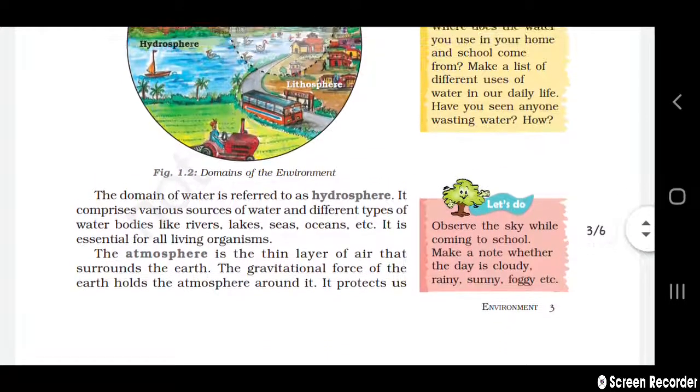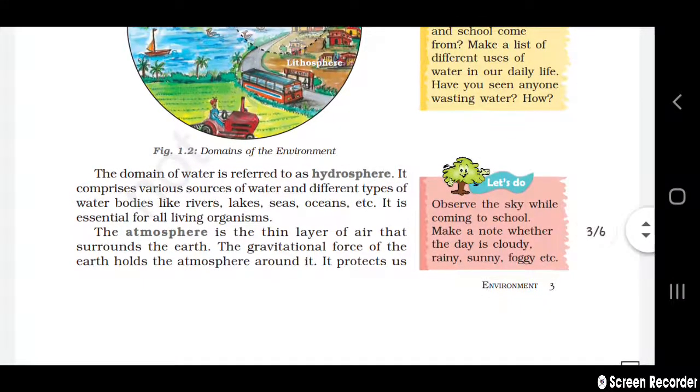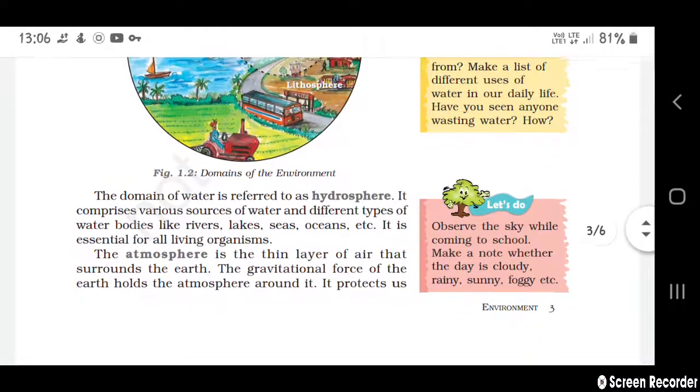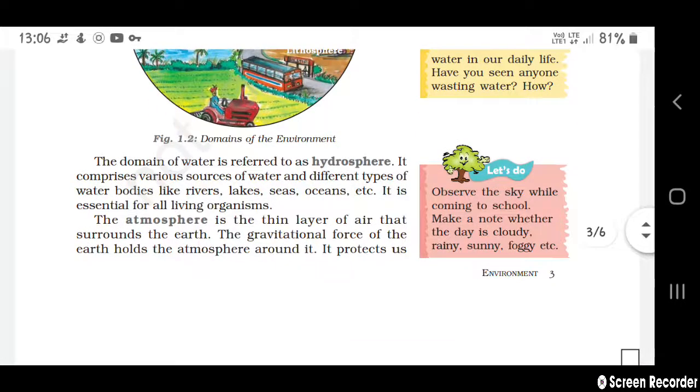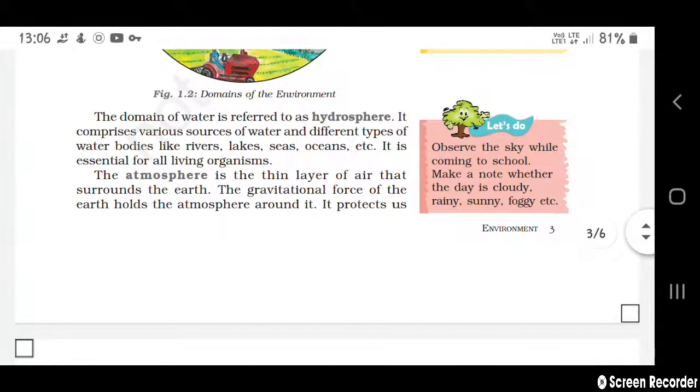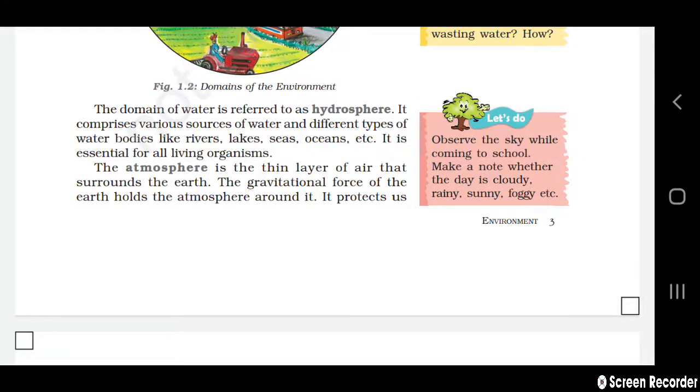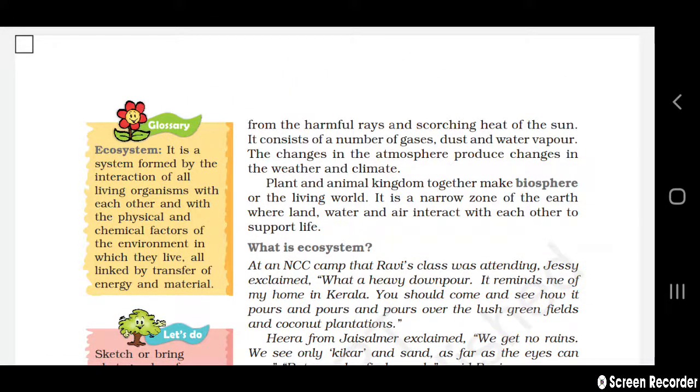Next is the atmosphere. It is the thin layer of air that surrounds the earth, and the gravitational force of the earth holds the atmosphere around it. The atmosphere protects us from the harmful UV rays and the scorching heat of the sun. It consists of a number of gases, dust and water vapor. If any changes happen in the atmosphere, they also affect the weather and climate.